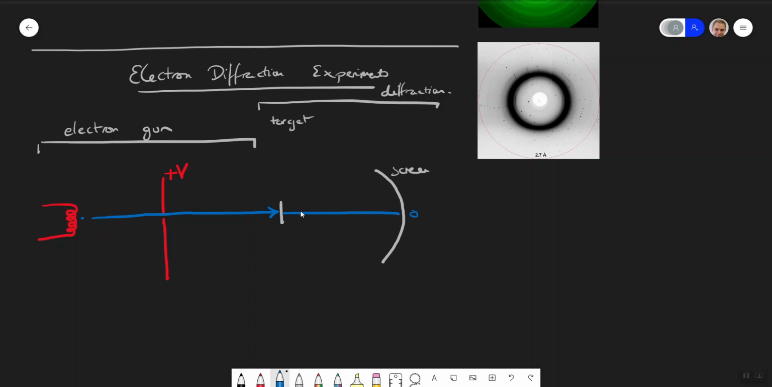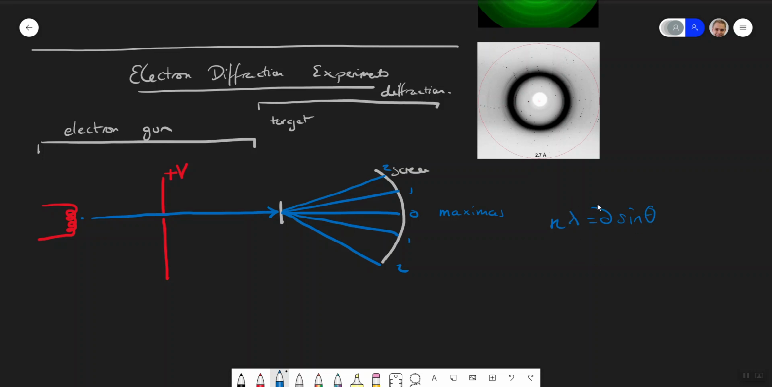So we'll get a central maxima 0, 1, 2. Okay, so we get our maximas, and they will be at some angle theta. So what we can do is measure the angle between two things, and then we can use n lambda equals d sine theta.